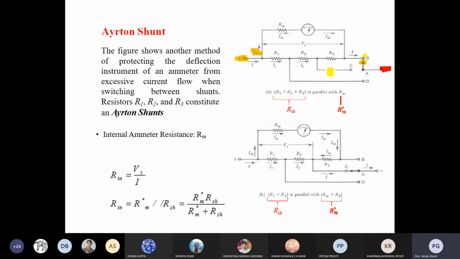The entire path, the shunt field, is connecting the shunt path. R1, R2, and R3 are all in series. That's why it is written as R1 plus R2 plus R3 in parallel with Rm. So this is your Rm path, and this is RSH. RSH is the shunt path.